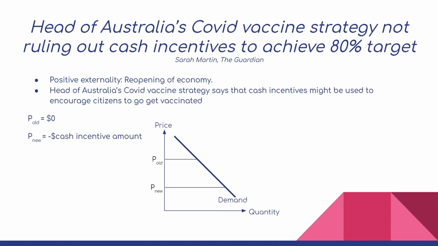So this decrease in price will lead to an expansion of demand, which is at a higher quantity. The Australian government will try to supply any amount of demand there is at that point. Therefore, this will increase the rate of vaccinations, which will help reopen the economy faster. That's the end of my presentation.